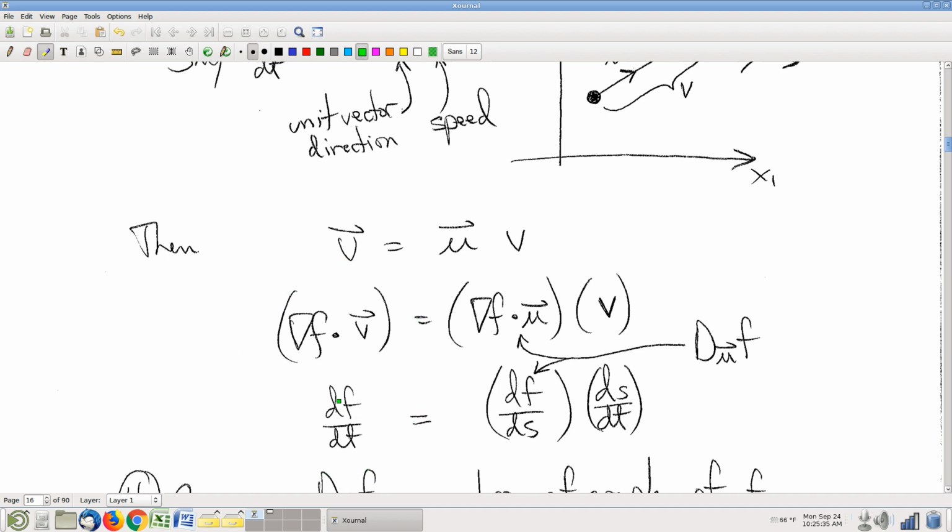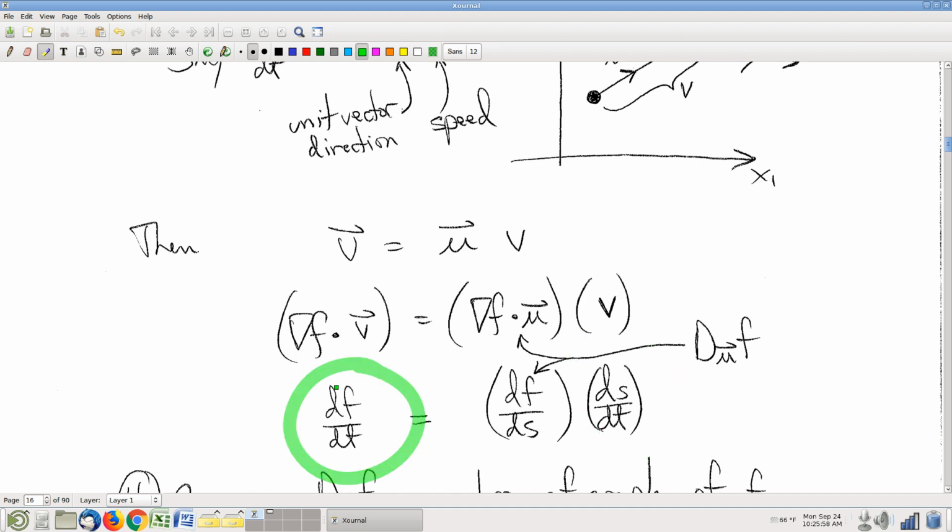Okay. Don't forget also this scalar factors out of the dot product. Furthermore, that scalar, the magnitude of the velocity vector, speed, is ds dt. It's distance per unit time. Right? So now let's look at what we've got.